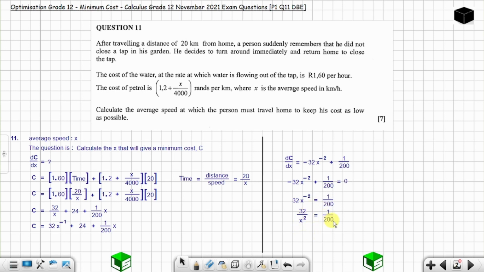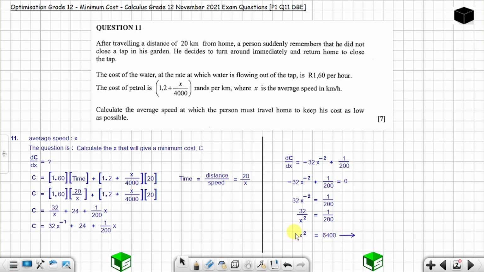And you carry on with cross multiplication. You cross multiply so that you can solve for x. You have x squared times 1, which is x squared, equal to 32 times 200, which is 6,400. Now, you take the square root on both sides of the equal sign so that you can solve for x.